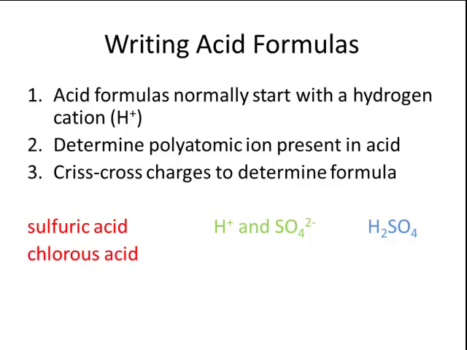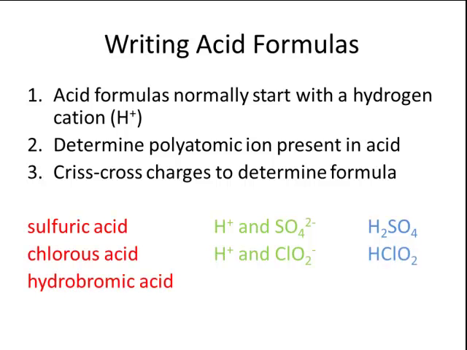Here's another example with chlorous acid. Again, we know that all acids are going to start with H, and then we need to determine the polyatomic ion. So chlorous came from the original ion chlorite. So we have hydrogen ions and chlorite ions. Because both of these have a charge of 1, we can just write the chemical formula HClO2.